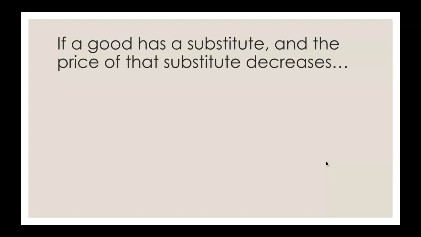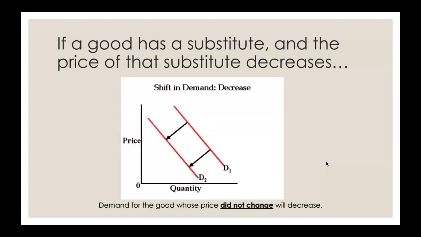If a good has a substitute and the price of that substitute decreases, what do you think is going to happen to the demand for the good that didn't decrease in price? It's going to decrease. People aren't going to want that as much. Here we've got this perfectly good substitute and its price has dropped tremendously. Let's go with that other thing rather than the good we're talking about. So the demand for the good whose price did not change will decrease.